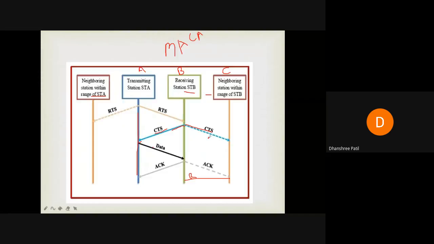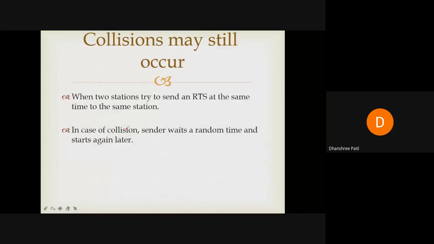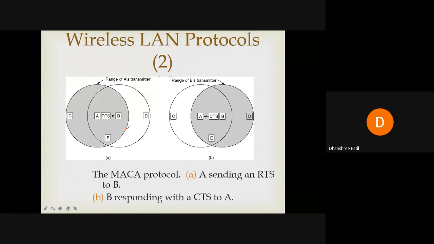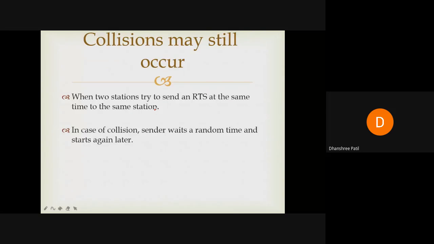Okay. So this is again a diagram for the same protocol, the MACA protocol. You can see here A is sending data to B. So A will be in the range of B, whatever I have explained over here. So that is shown over here only. Though they are avoiding the collision, it may be possible that if two stations try to send RTSs at the same time, then collision can occur.